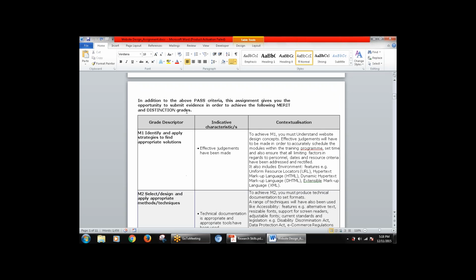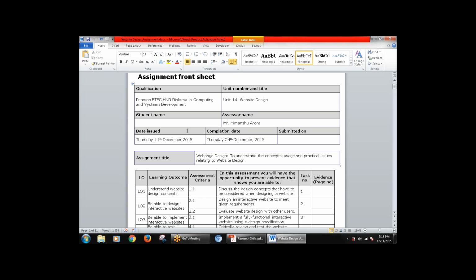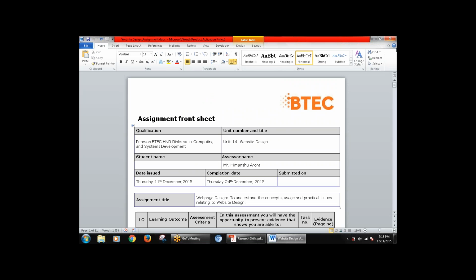So in addition to this, this is the one page, you have to submit that front page along with your assignment. Remember, listen carefully. You have to submit your assignment front page with your assignment, that is the front page.